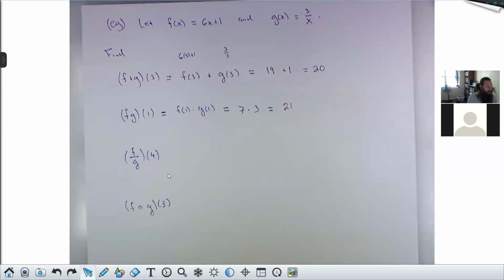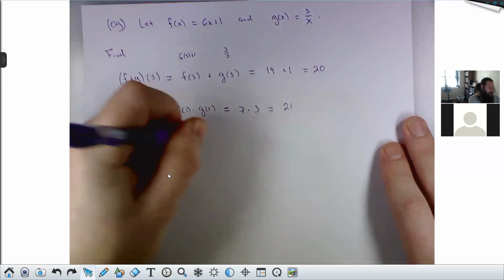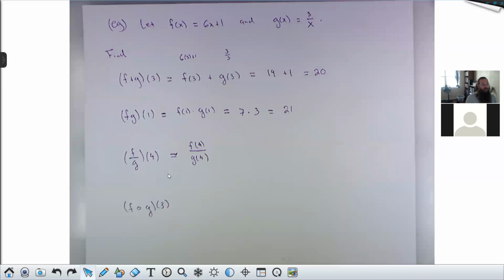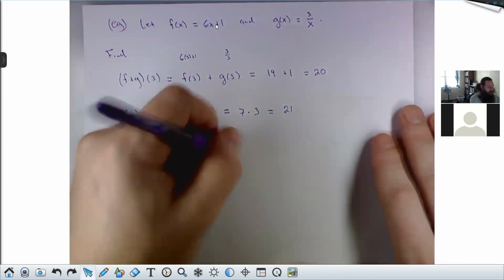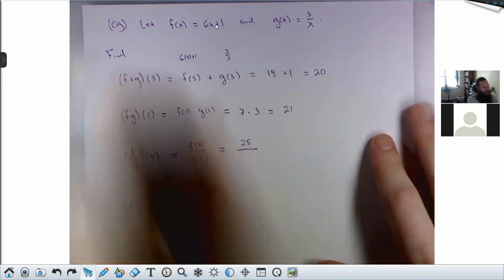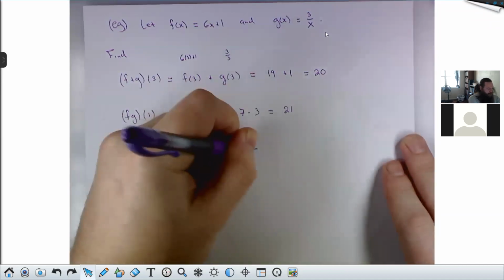Let's try the next one, F over G of 4. This should be F of 4 over G of 4. That's the definition. So what is F of 4? F of 4 is 6 times 4 plus 1. 6 times 4 is 24. 24 plus 1 is 25. So the top here is 25. And then downstairs, I have G of 4. Well, what is G of 4? If I plug 4 in for this, I get 3 over 4. And I'm going to put that in parentheses. That parentheses is very important.